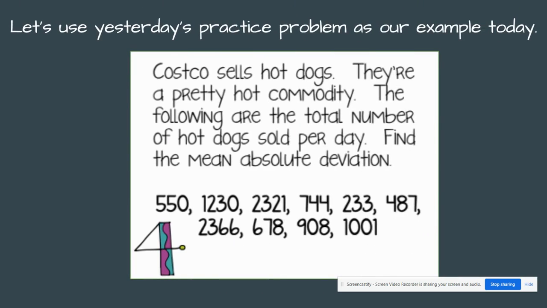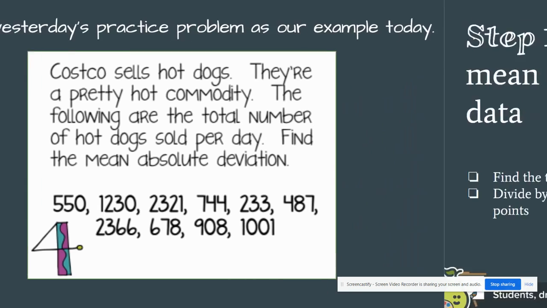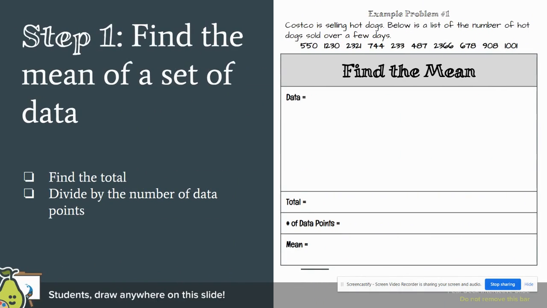So let's look at our example problem from yesterday. And if you're following along with me, awesome, because you can go ahead and check your answer from yesterday to see if you did it correctly. So step 1 of our data for Costco is selling hot dogs. Below is a list of number of hot dogs sold over a few days.